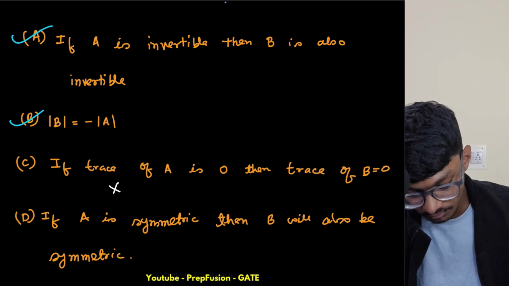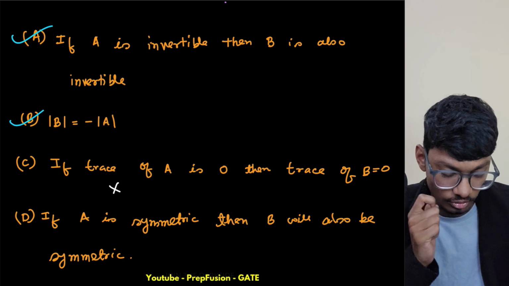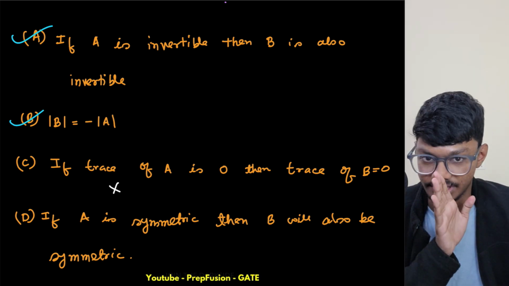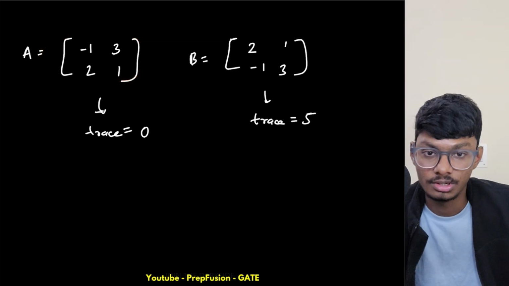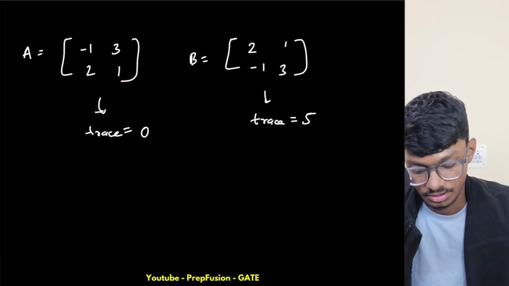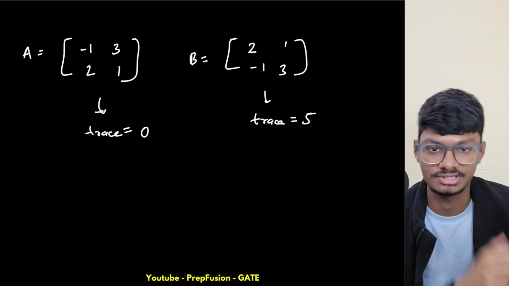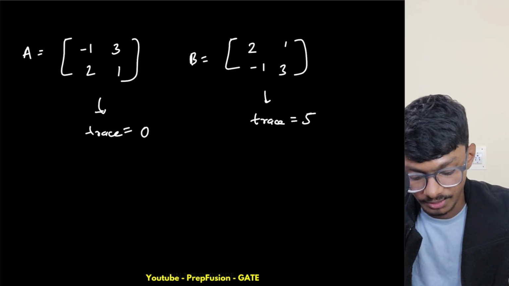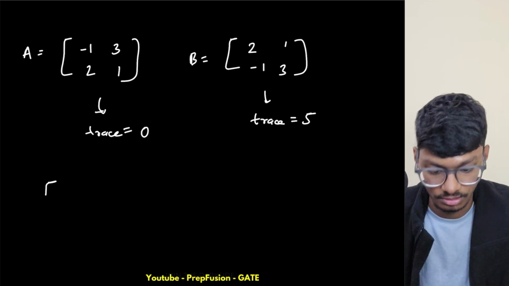Okay, now what about this option? If A is symmetric, then B will also be symmetric. Now this is not necessarily true. For 2 cross 2, this will become true, but let's take 3 cross 3. For 3 cross 3, the elements are changing, so obviously they will not be symmetrical. But if you couldn't understand, just take one example. Always take one example in the exam hall.